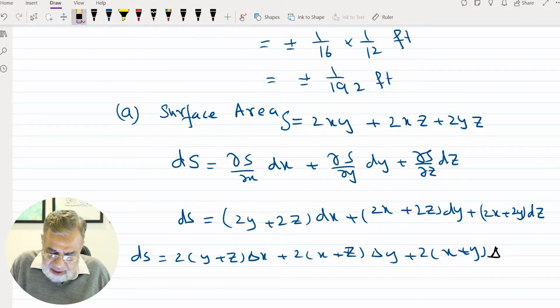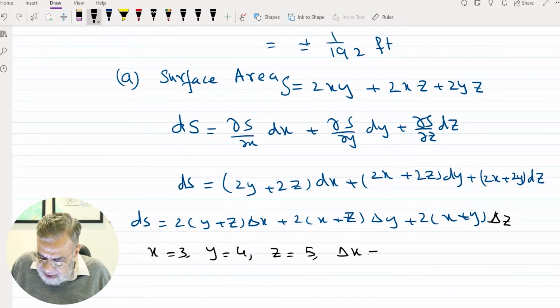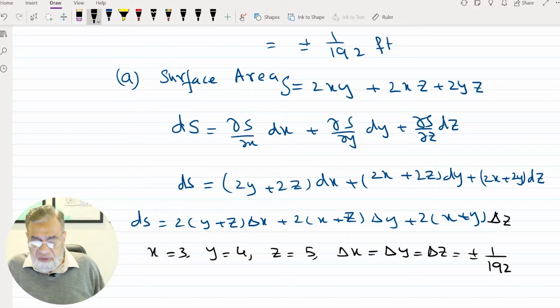This is my delta z. Now what's my delta x, delta y? This gives x equal to 3, y equal to 4, z equal to 5, and delta x equal to delta y equal to delta z equal to plus minus 1/192. And we have seen that we have converted all these units in feet.